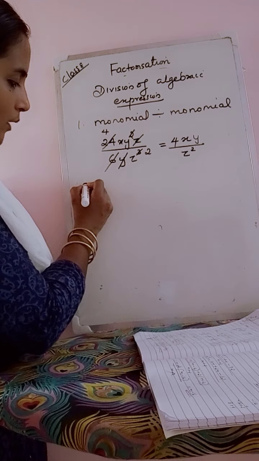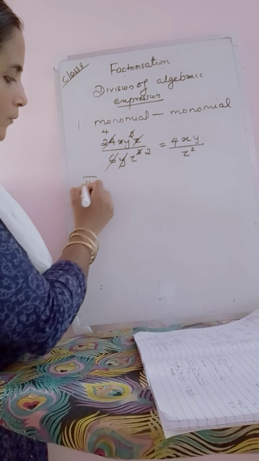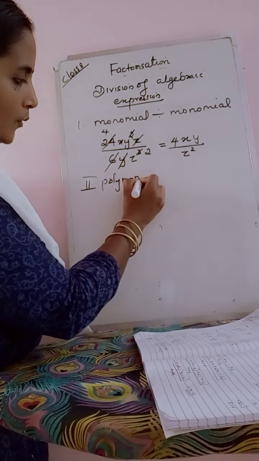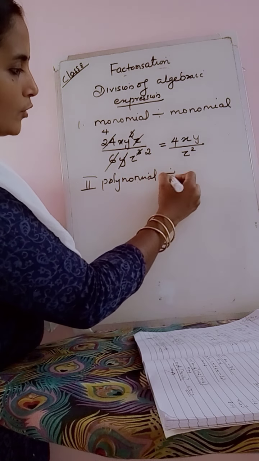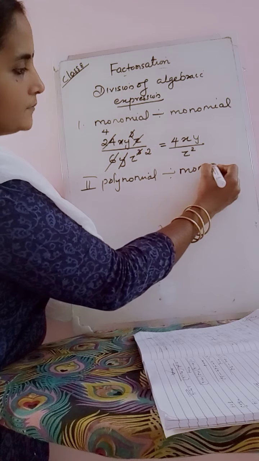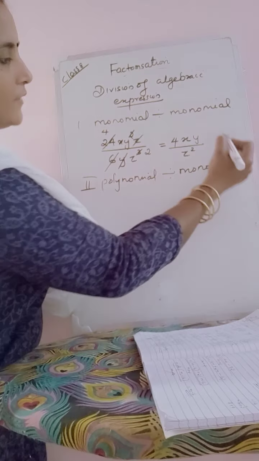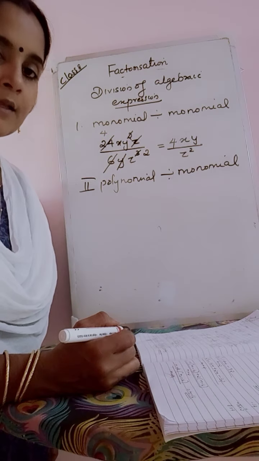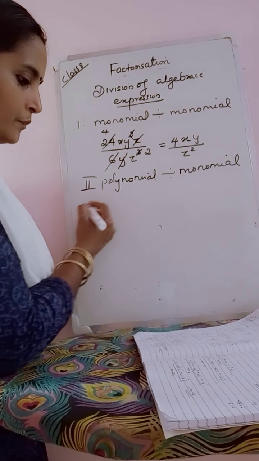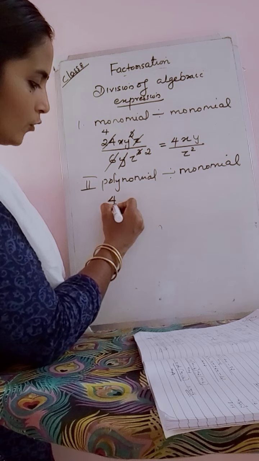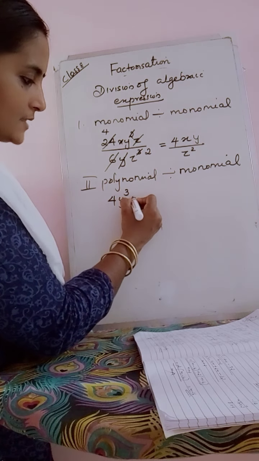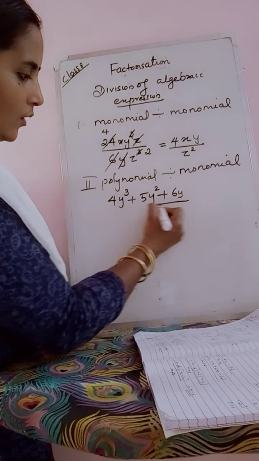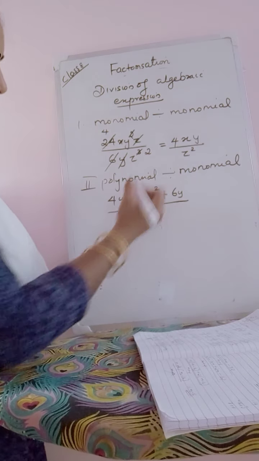Okay, then another one is case 2. Polynomial by monomial. Monomial means only one term we have. Polynomial means two or more terms together called a polynomial. Okay, so another question, example: (4y³ + 5y² + 6y) divided by 2y.